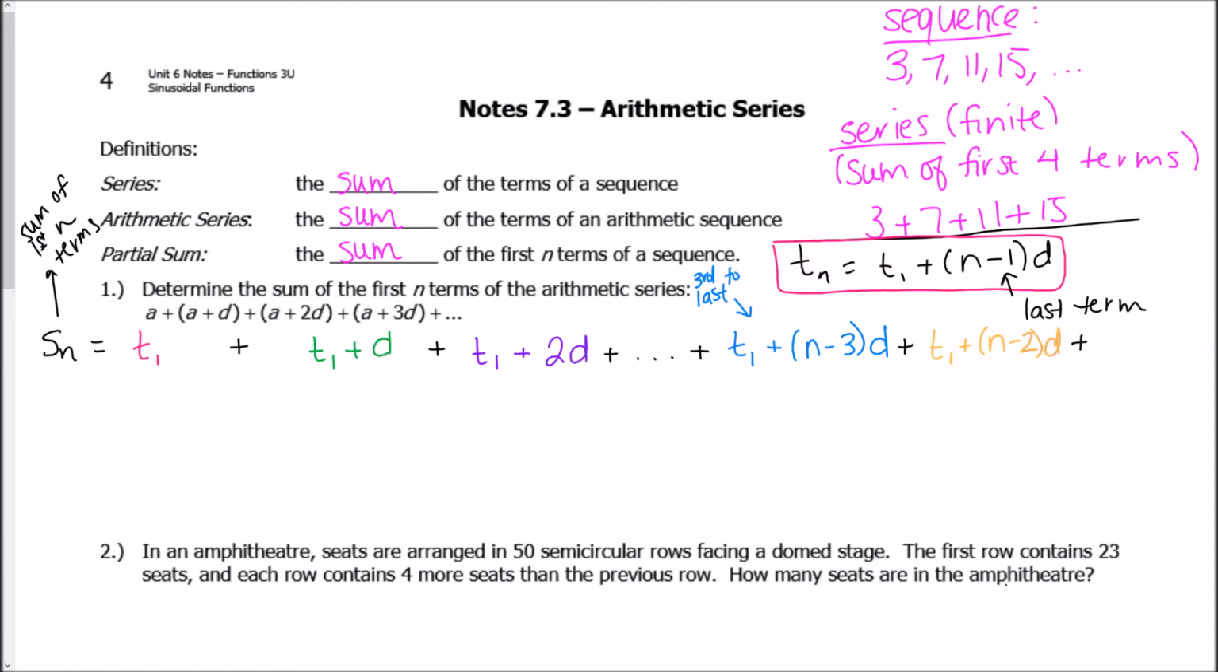And then finally, we're just going to write down the last term, which is this formula, the general term, t sub 1 plus n minus 1 times d. Now, each one of these colors represents one of the terms in our sequence, and this dot, dot, dot means that there's a bunch of terms in between. I want to bracket off each term. So each color that I have here is going to be within its own set of brackets.